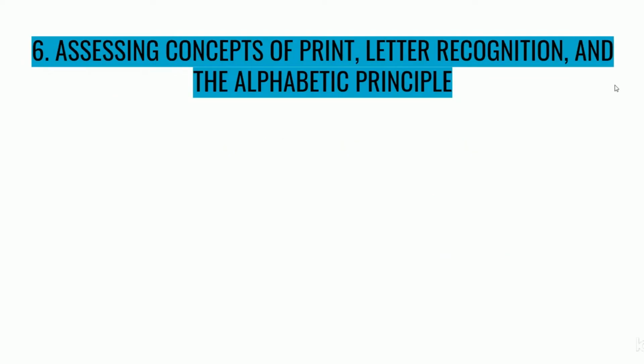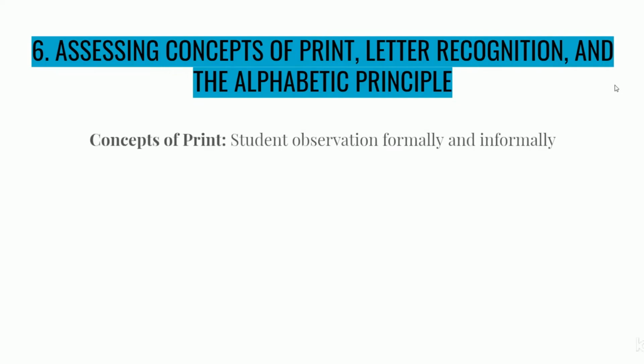Finally, how are you going to assess your students' understanding of concepts of print, letter recognition, and the alphabetic principle? In terms of concepts of print, you're mostly going to be doing some student observations that are formal and informal. For example, you can hand a student a small book and ask the student to move their finger as you read the book. The student should be able to move their finger to each word to demonstrate that words hold meaning and demonstrate an understanding of directionality. These observations should be written down and kept so you can pull them out and show the student's progress.